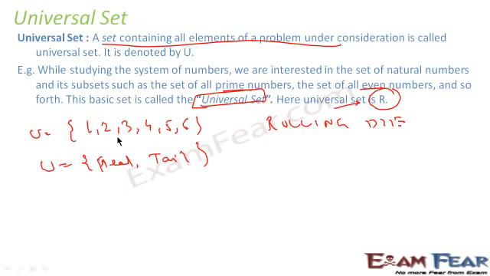So when we are talking about rolling a die, the universal set will contain 1 2 3 4 5 6, because there are only 6 possible outcomes in a normal die. When we are talking about a coin toss, we have only two options, head or tail, so the universal set will have head and tail. When we are talking about, let's suppose, all odd numbers or even numbers, then we can have all real numbers as the universal set, because real numbers will have all the numbers. Universal set is nothing but a set containing all elements of a problem under consideration.